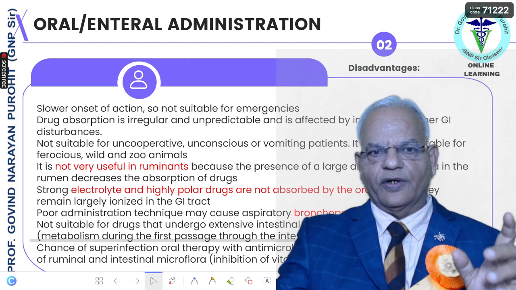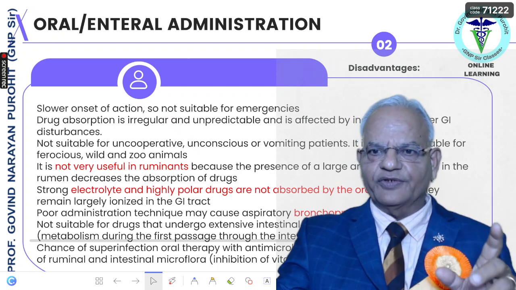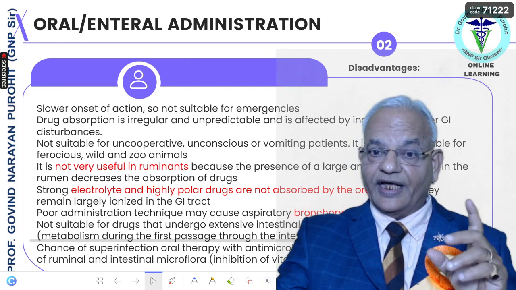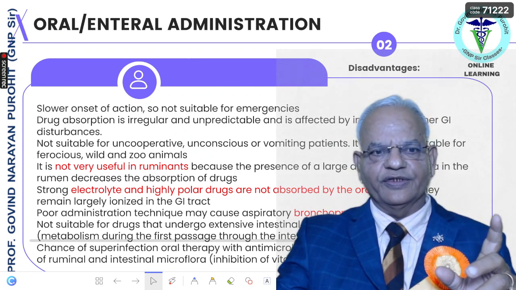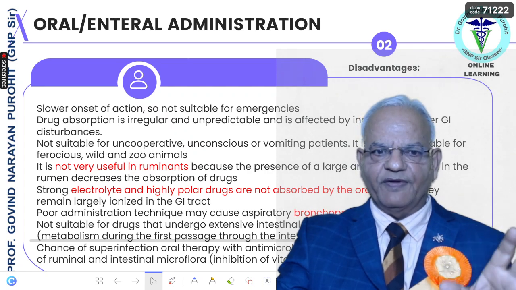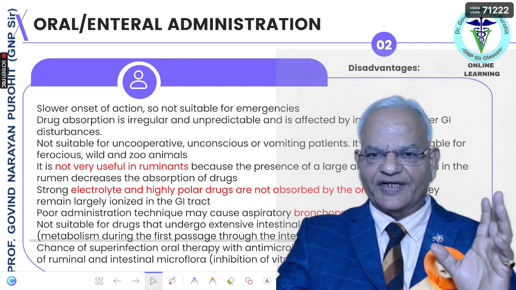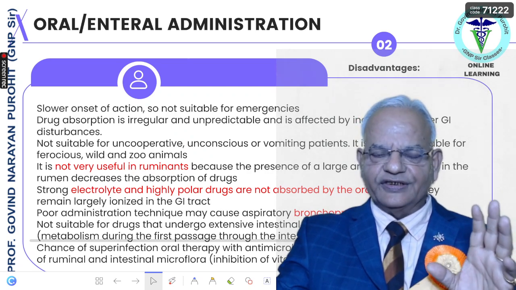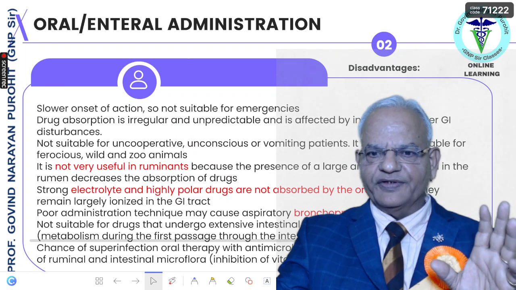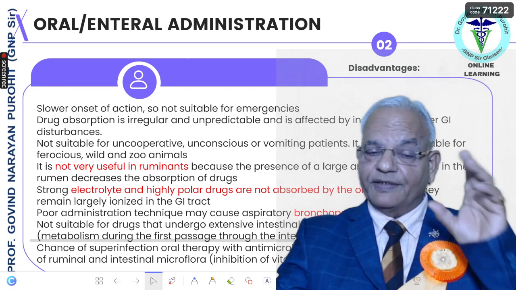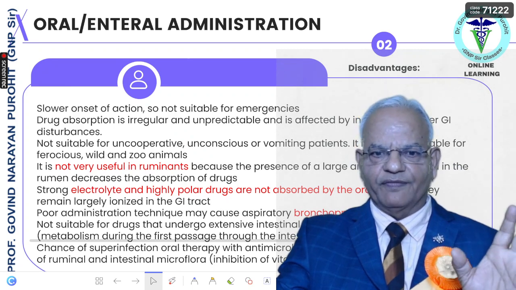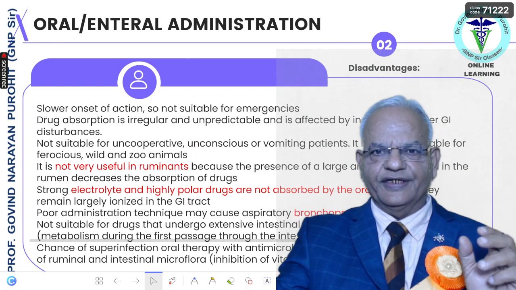And then strong electrolytes and highly polar drugs are not absorbed by the oral route. Poor administration technique may cause aspiration pneumonia, which is also known as bronchopneumonia. It is not suitable for drugs that undergo extensive intestinal or hepatic first pass effect. Then chances of superinfection: oral therapy with antimicrobials suppresses the beneficial effects of ruminal and intestinal microflora. Okay. So these are the disadvantages.